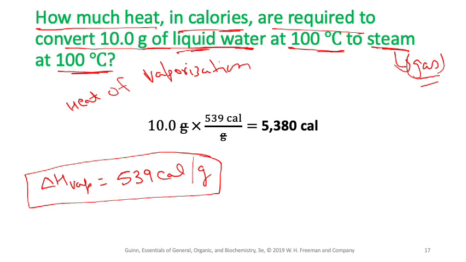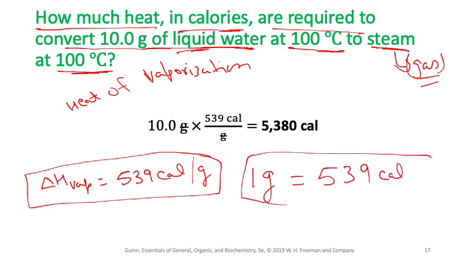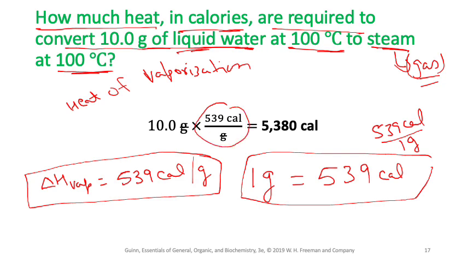And then if it's 539 calories per gram, I can say for every 1 gram of water to convert from a liquid to a gas phase, I need to provide 539 calories of energy. And from this I can make a conversion factor. We need calories, so 539 on the top and 1 gram on the bottom. So this is the conversion factor. And then grams get cancelled, and when you multiply you get 5380 calories.